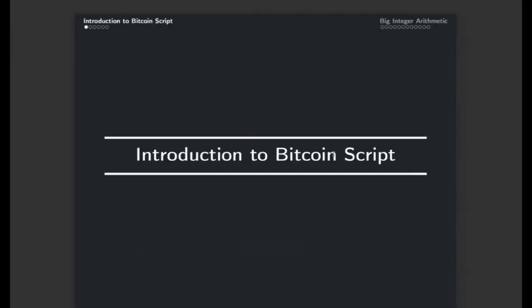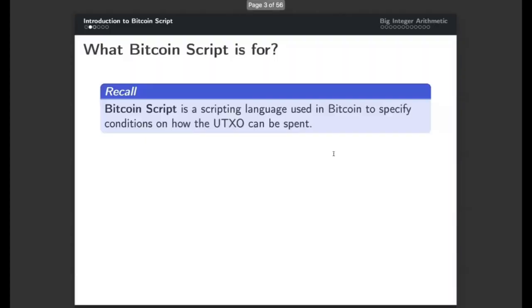First, let's begin with the introduction to Bitcoin script and why we even need Bitcoin script in the first place. Bitcoin script is essentially a scripting language which is used in Bitcoin to specify conditions on how you spend the UTXOs. This is how the financial side of Bitcoin functions, and this is what restricts everyone from using someone else's coins besides their own.